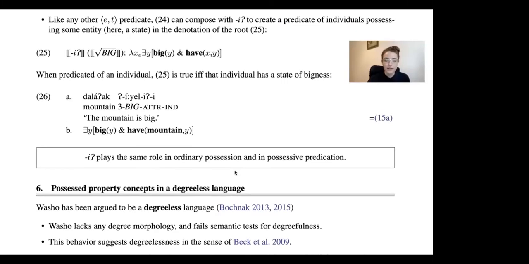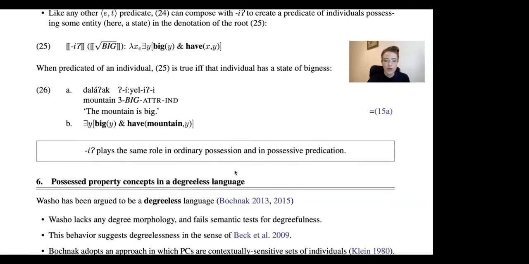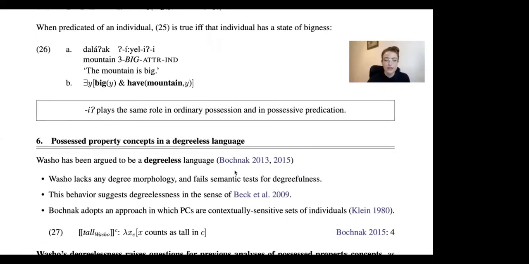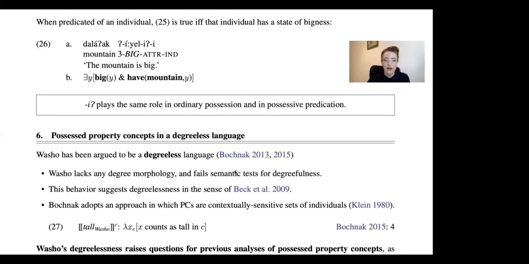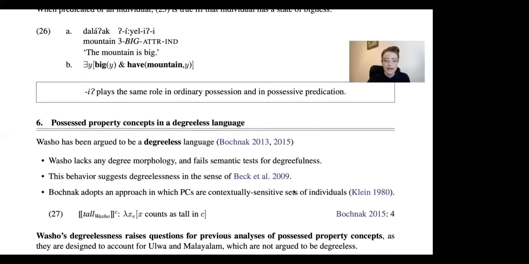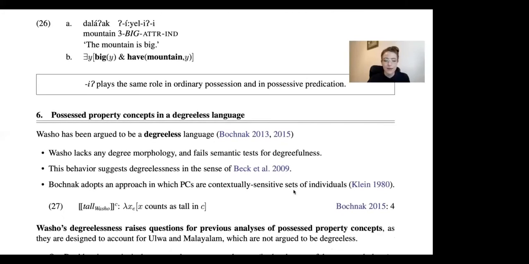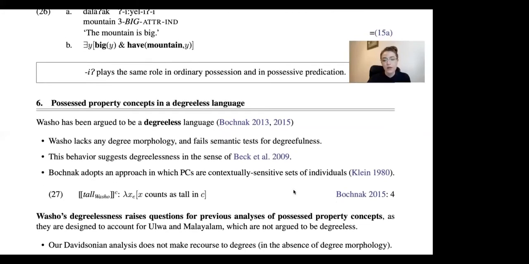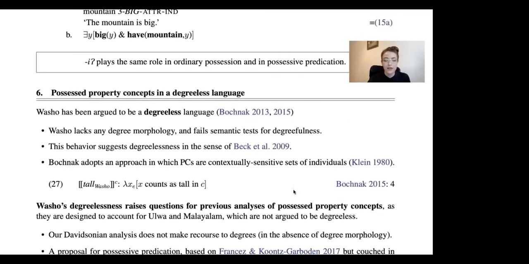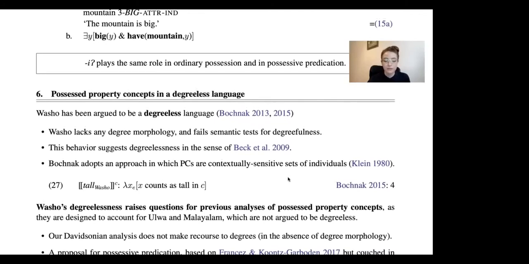Now, in the remainder of the talk, we want to talk a bit more about the fact that Washo has been argued to be a degreeless language. So this has been proposed by Ryan Bochnak in his dissertation and in later work, and he shows extensively that Washo lacks any degree morphology and fails semantic tests for degreefulness. And as he argues, this behavior suggests degreelessness in the sense of Beck et al. 2009, who proposed a parameter stating that certain languages lack degree variables while others may have them.